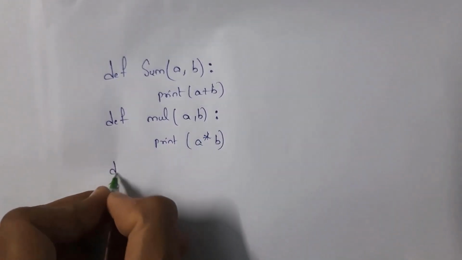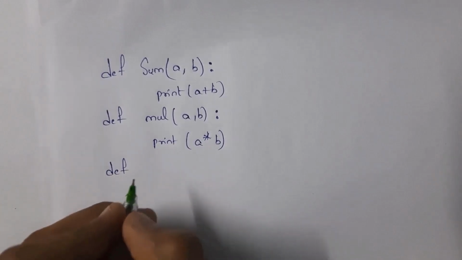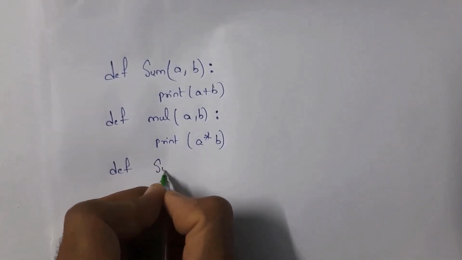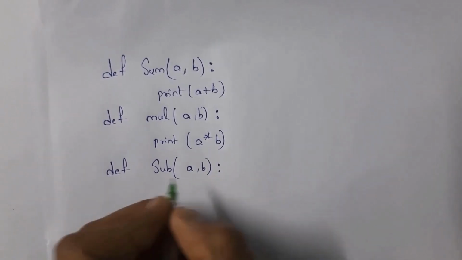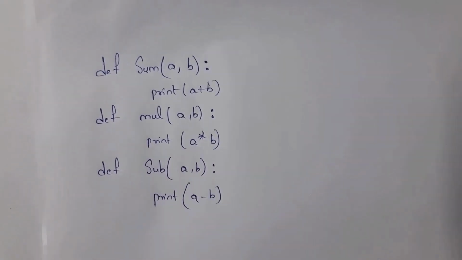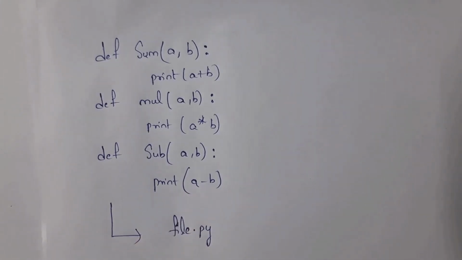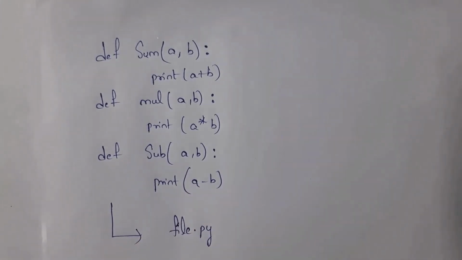And similarly, I am creating another function in order to perform subtraction. So I am giving the function name as sub. Now inside this I am passing two parameters, a comma b, give a colon, and write here a minus b. After writing this, you need to save this module. I am giving this module the name file.py.